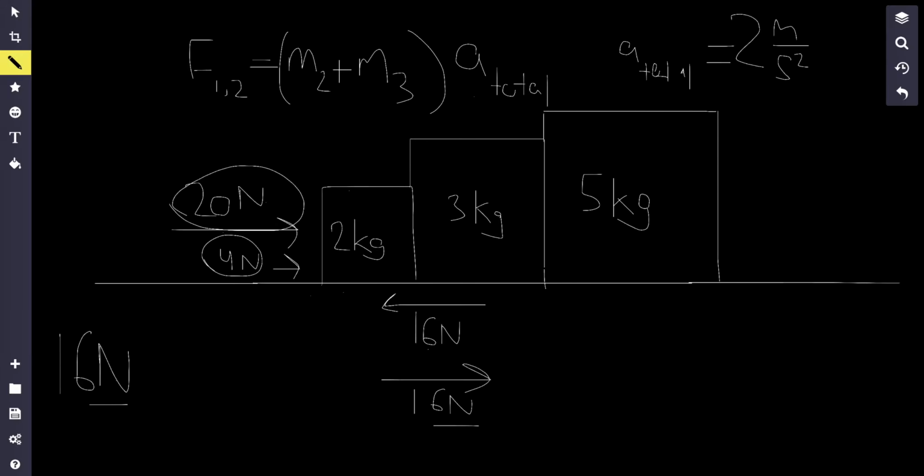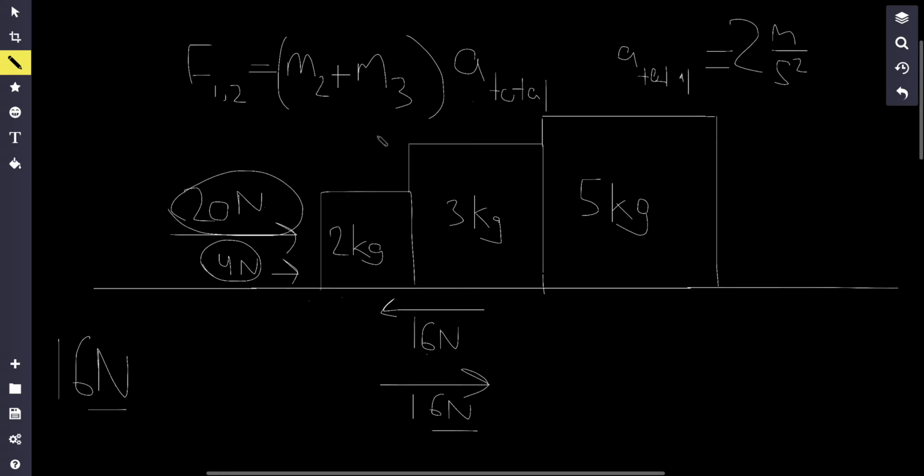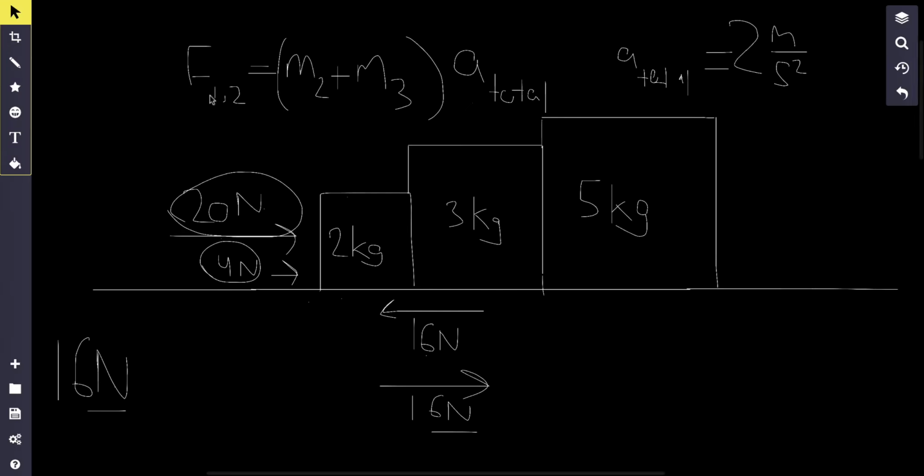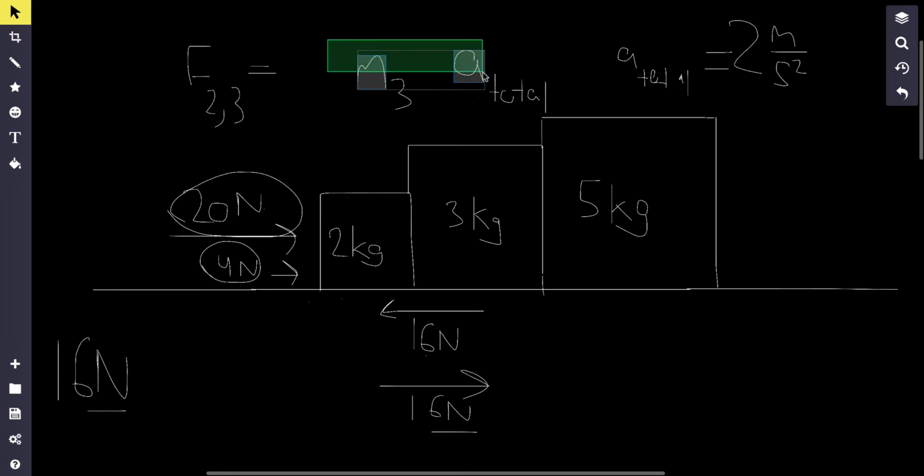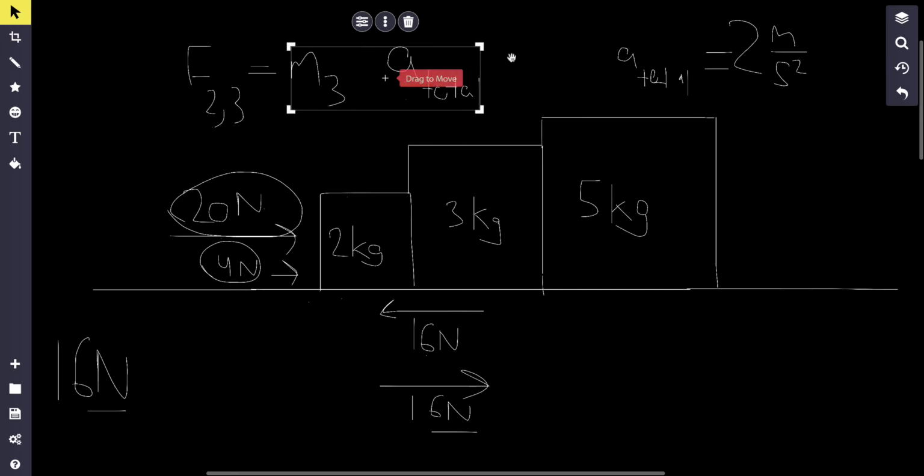Now, if you want to calculate the force of block 2 on block 3, so let me just change the notation here, block 2 on block 3, you would still need the total acceleration. This time, you would only need the mass 3. So this would be the formula.